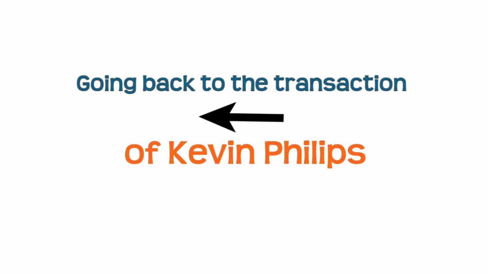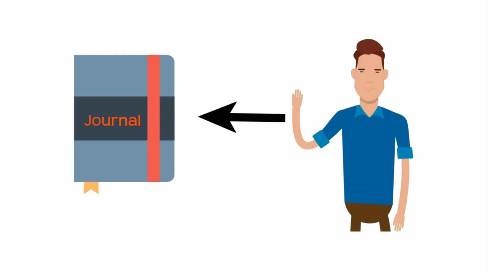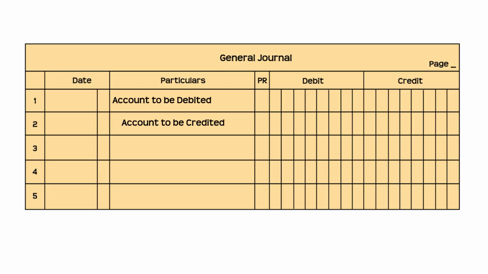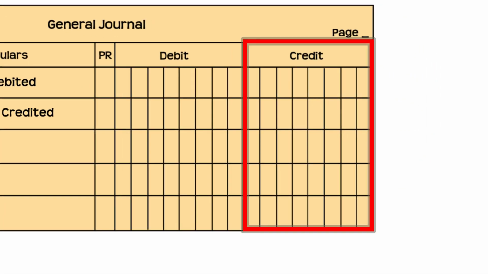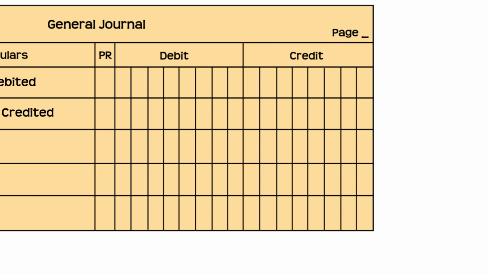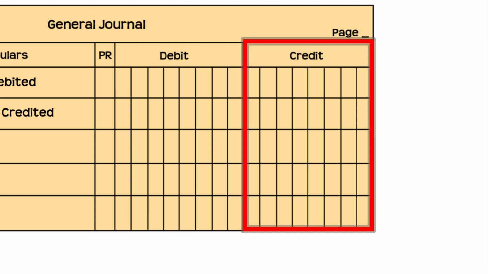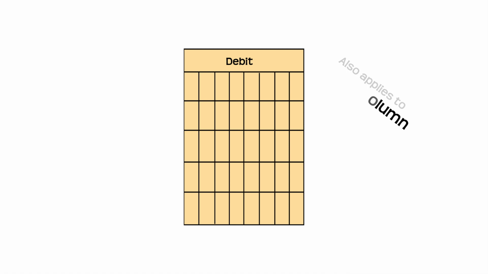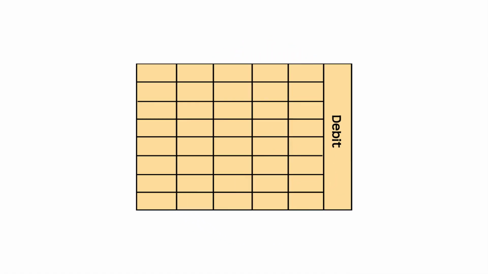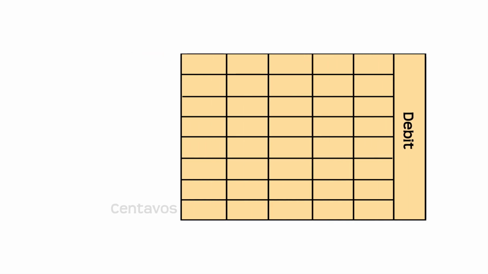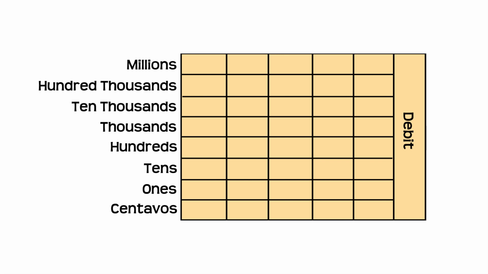So why do we need to indent credited accounts? Because indenting helps you easily identify what accounts are credited. Under the debit and credit column, the amount debited is placed under the debit column, and the amount credited is placed under the credit column. When putting amounts under the debit and credit column, each digit of the peso amount written in a money column should be properly placed, observing where the centavos, ones, tens, hundreds, and other digits must be placed.